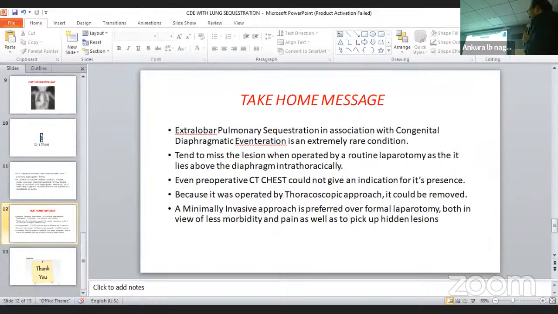So because it was operated with a thoracoscopic approach, it could be removed. A minimally invasive approach is preferred over formal laparotomy, both in terms of less morbidity and less pain, as well as to pick up the hidden lesions in the thorax.